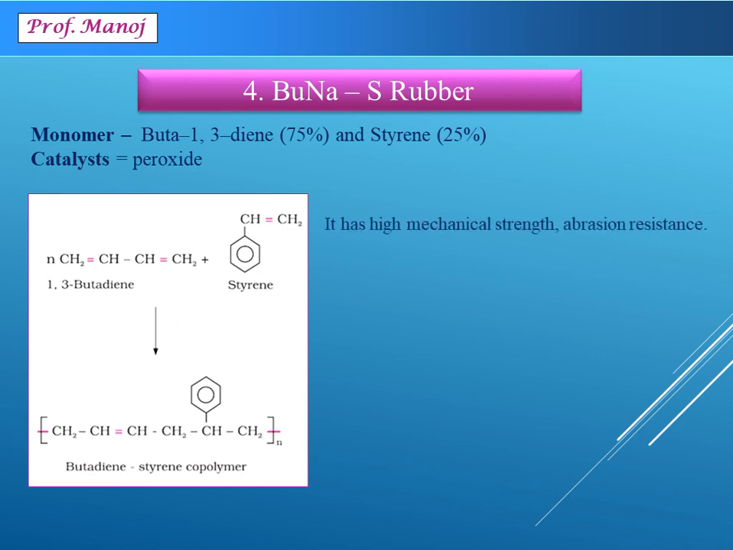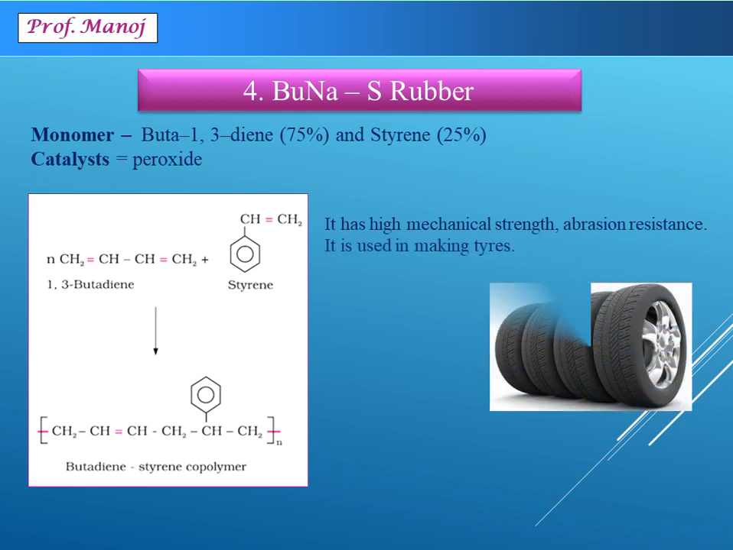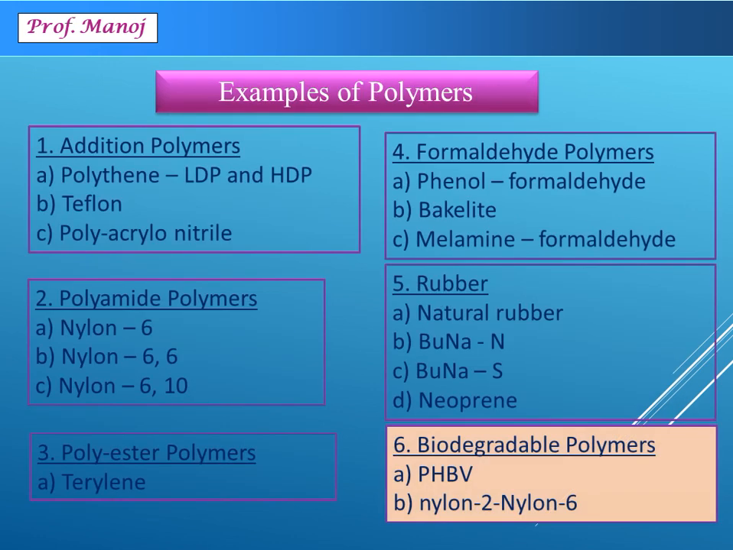This has high mechanical strength and it is abrasion resistant. It is also used in making different types of tires. We have completed now 5 different classes of polymers. We come to the last section of polymers called biodegradable polymers.